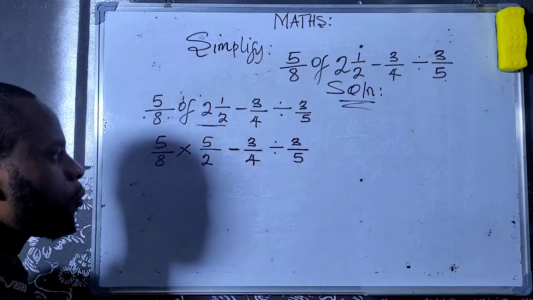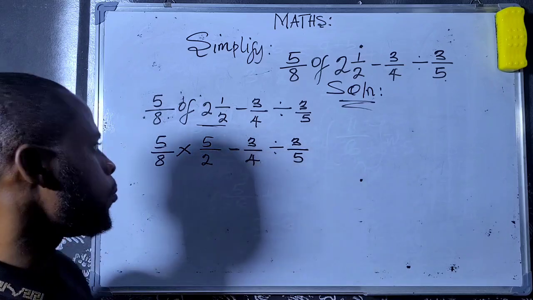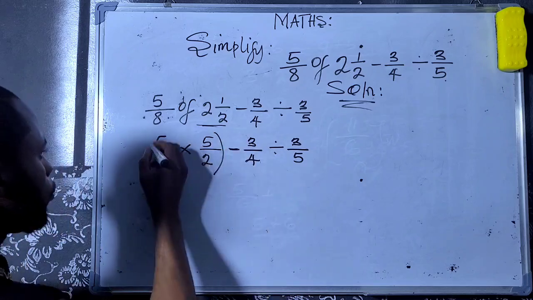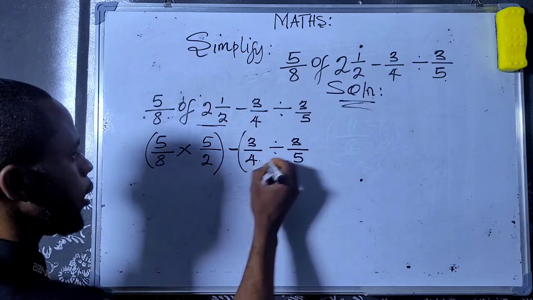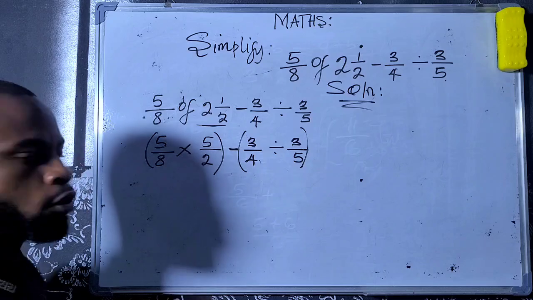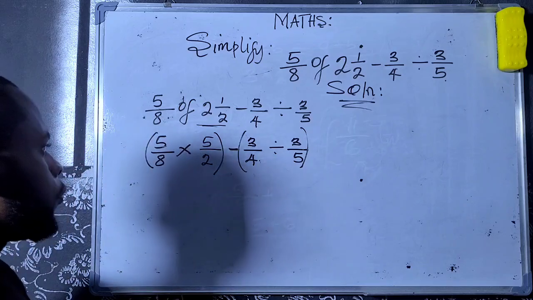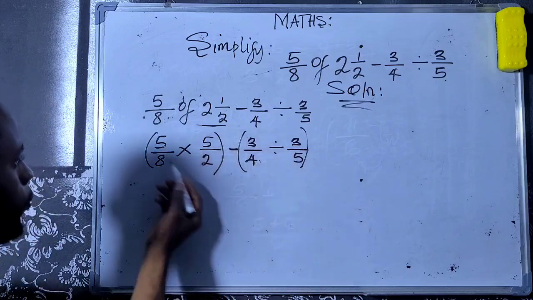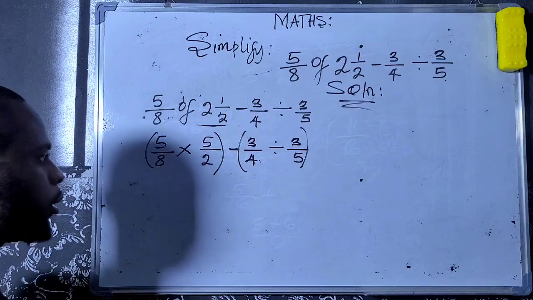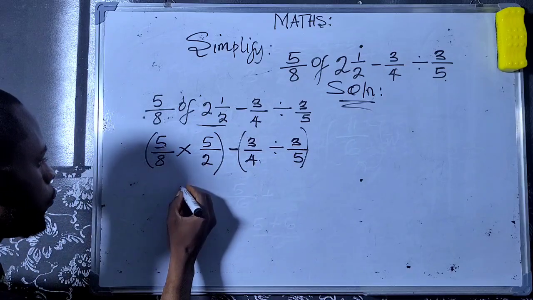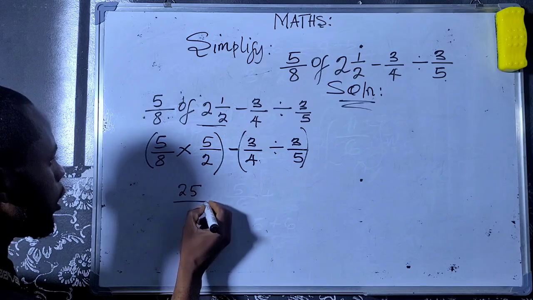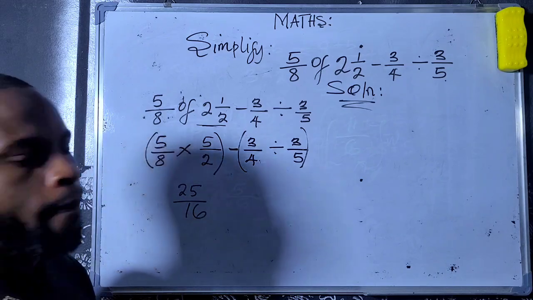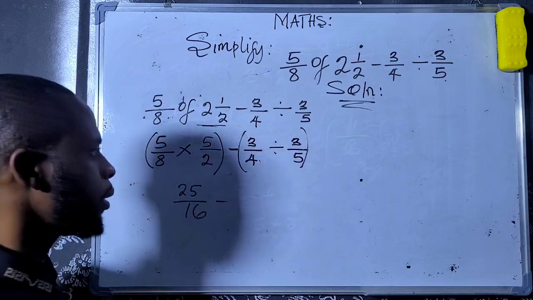Now what we are going to do, we're going to group these fractions into two parts. We're going to group this and group this together. And the first thing, I'm going to first of all simplify this. Then here we do that multiplication. 5 times 5, that will give you 25 divided by 8 times 2, that gives you 16. Then here you bring down your minus sign.